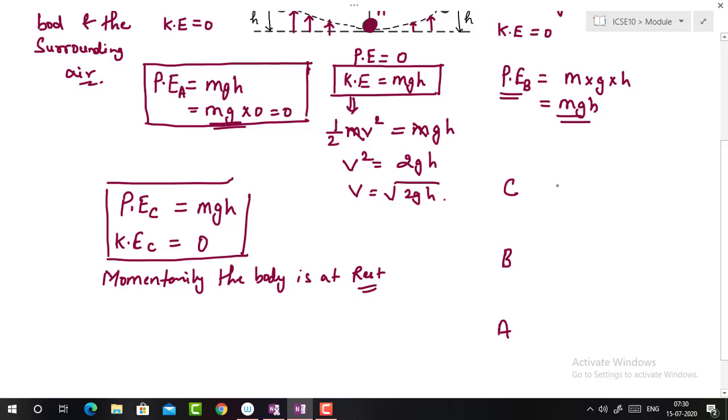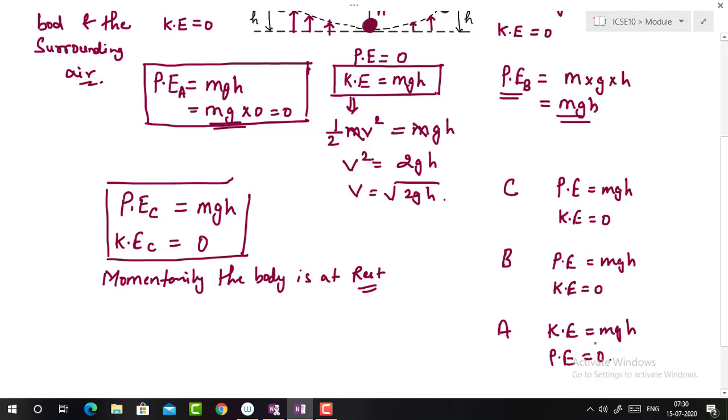At position C, potential energy is mgh and there is no kinetic energy. At position B, potential energy is again mgh, as these are the extreme ends, B and C. Kinetic energy is 0. But if we find the kinetic energy at point A, it equals mgh and potential energy equals 0. So at C and at B, kinetic energy is 0, and at A, potential energy is 0.